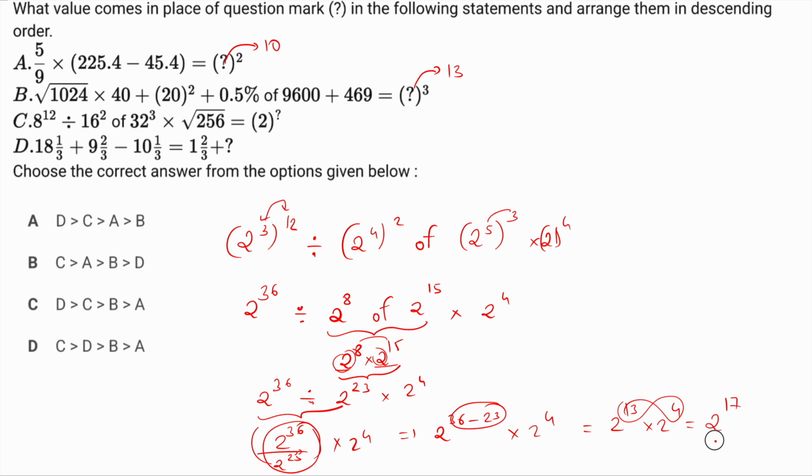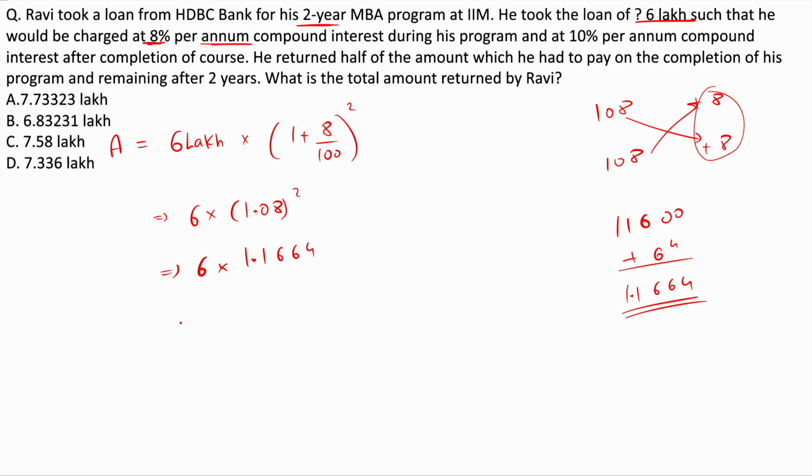Okay. So 6 into 1.1664 is the total amount that is payable after 2 years. Now what he does is he pays exactly half of it, right? So let's first calculate this part roughly. This will be 7 lakhs approximately. So the total amount payable is 7 lakhs. He's paying half of it. So half of it means he has paid approximately 3.5 lakhs. And now the remaining amount is also 3.5 lakhs.